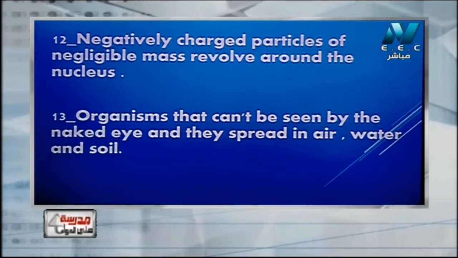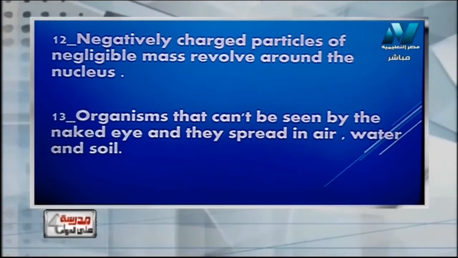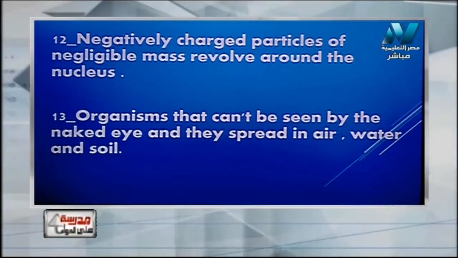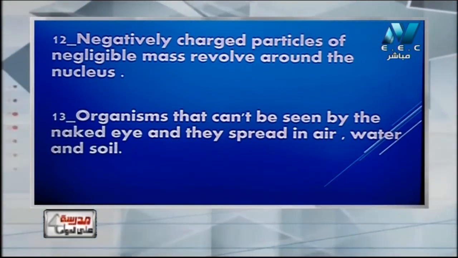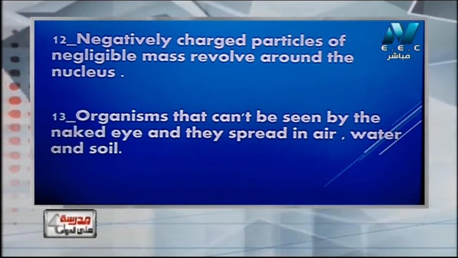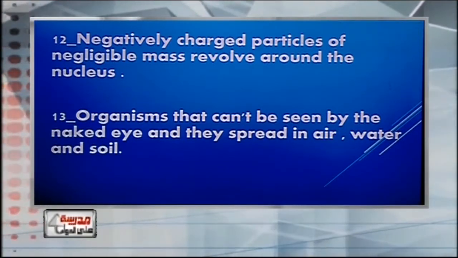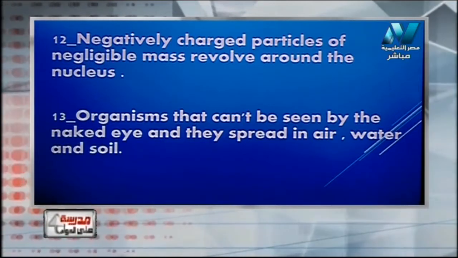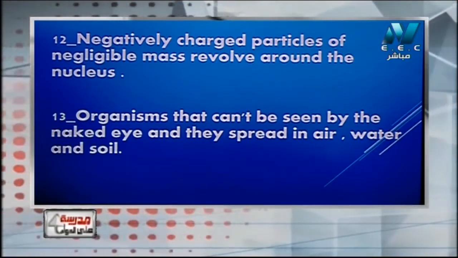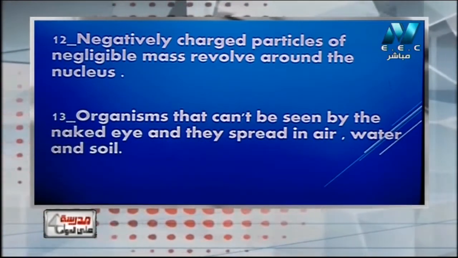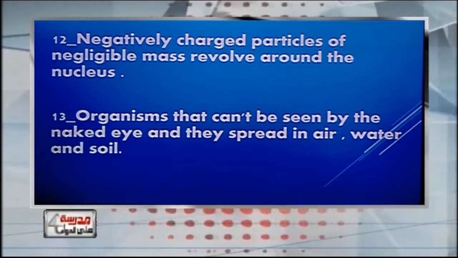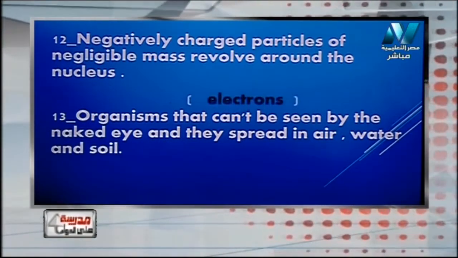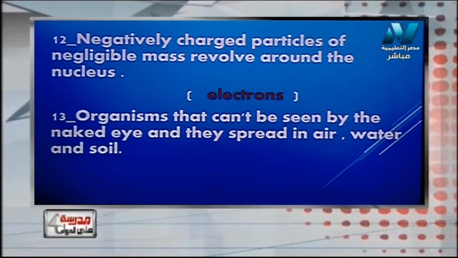Number 12. Negatively charged particles of negligible mass that revolve around the nucleus. We know that the particles in the atom are protons and neutrons inside the nucleus, and outside the nucleus the particles are negative, so it is the electron. The answer is electrons.